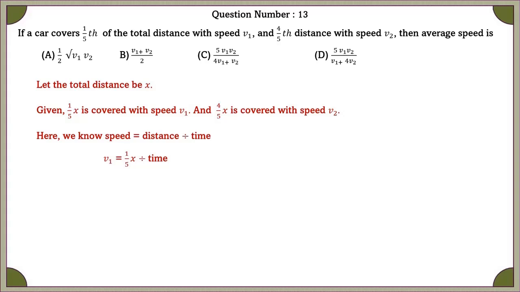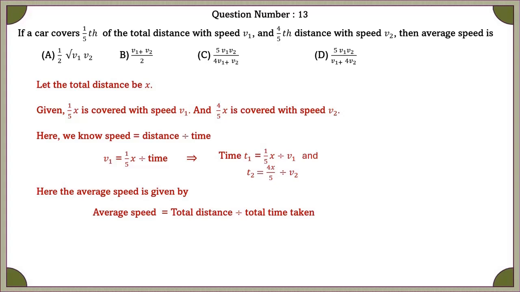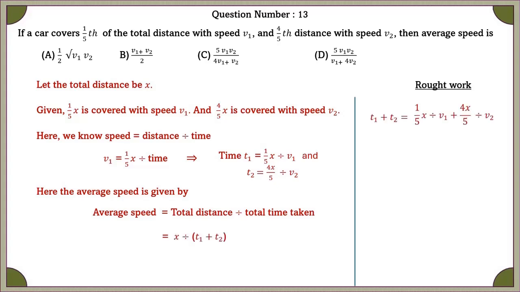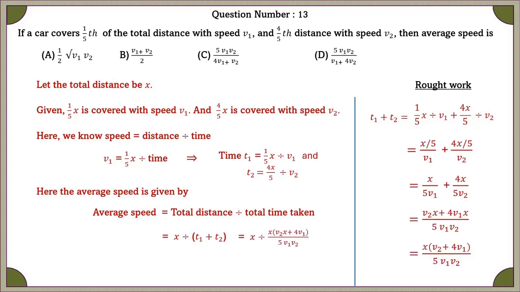So v1 is equal to 1/5 x divided by time, which can be written as time t1 is equal to 1/5 x divided by v1, and t2 is equal to 4x by 5 divided by v2. Here the average speed is given by average speed is equal to total distance divided by total time taken, that is x divided by bracket t1 plus t2. Now simplifying this, we will get our final answer as the C option.